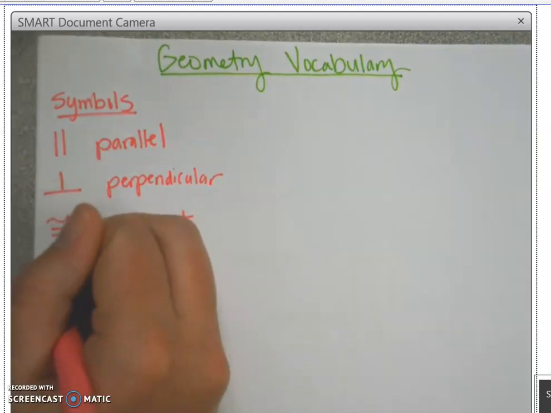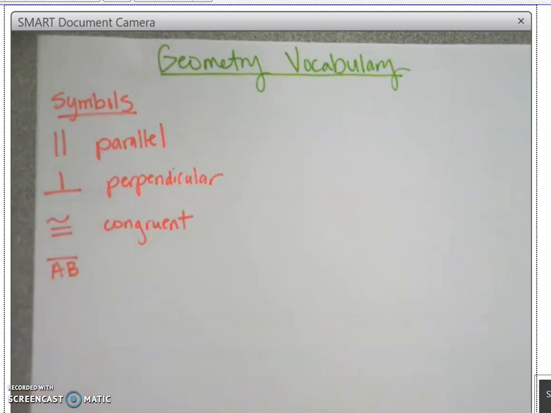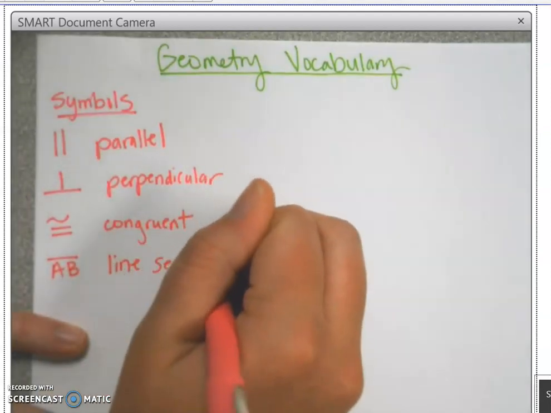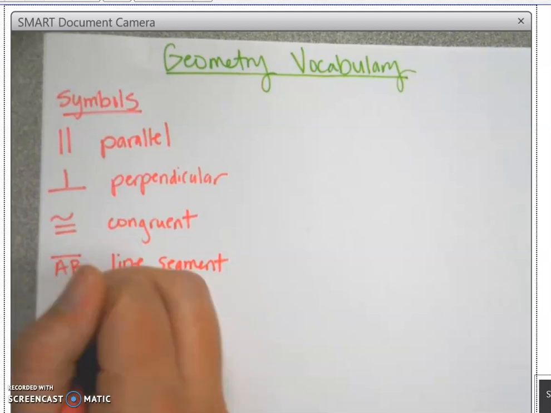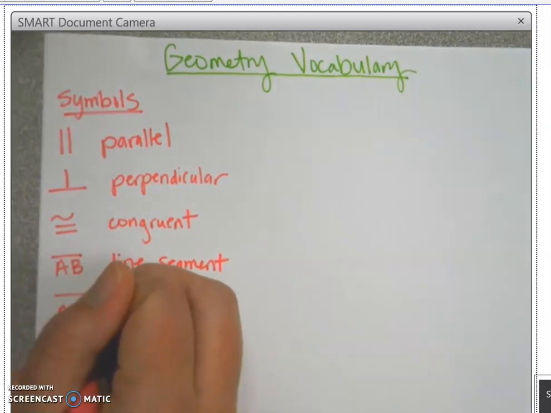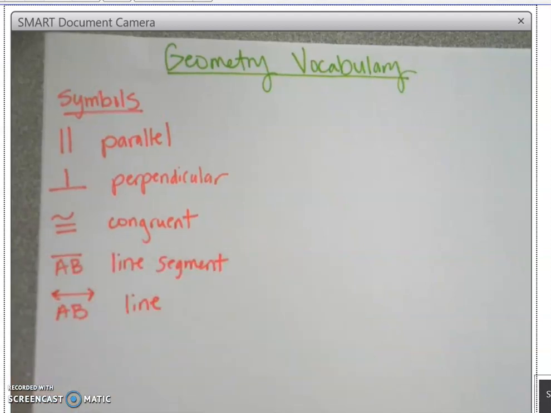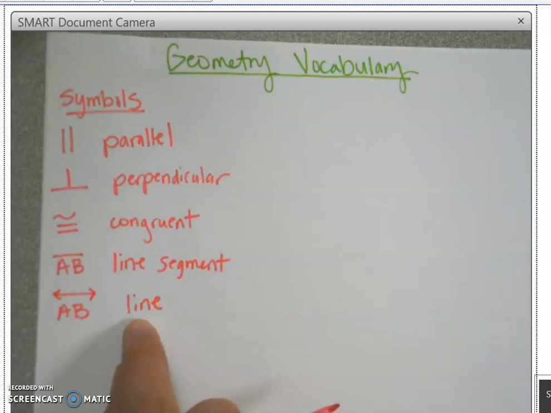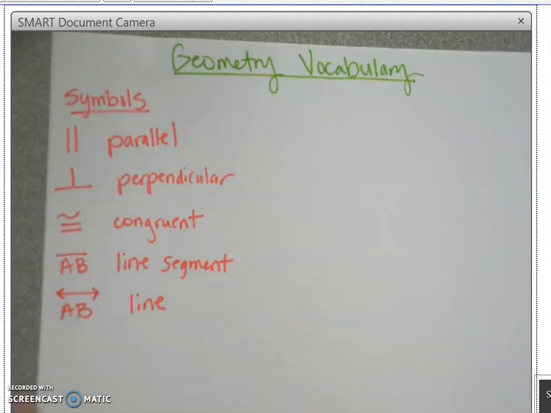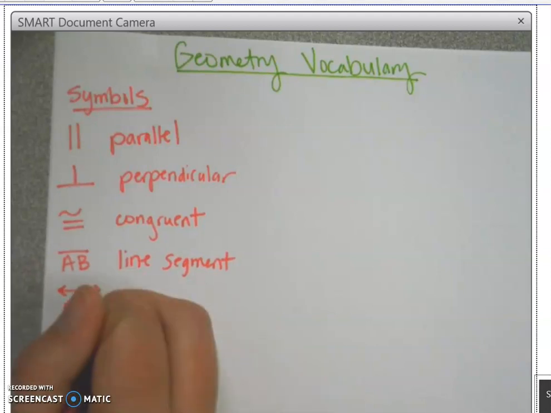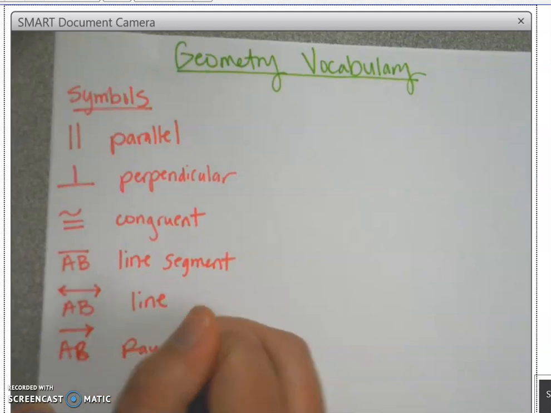If you have two letters with a line on top, and it's just a line, there's no arrows or anything, this is a line segment. If you have two letters and there are arrows on the line, this is just a line. The difference between a line and a line segment: a line goes forever in both directions, a line segment stops. If there's only one arrow, it can be AB. This is a ray. This goes forever in one direction, but not the other.